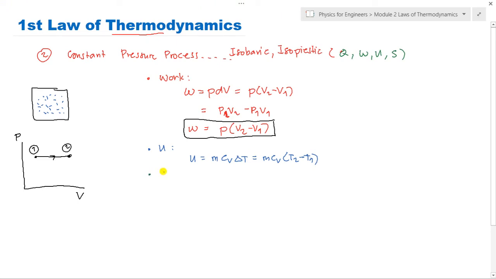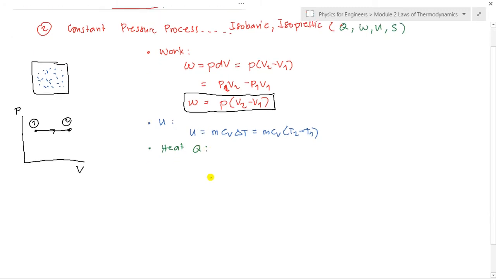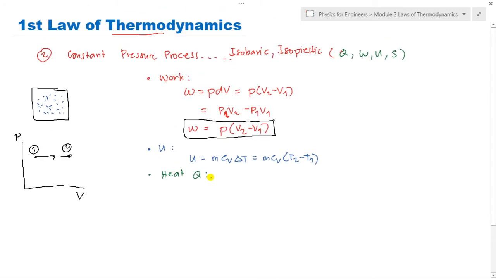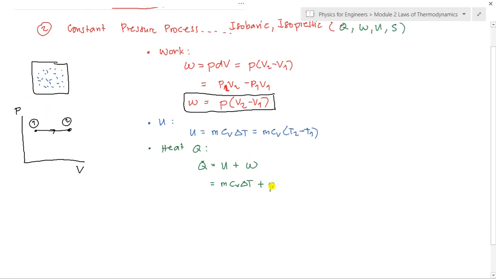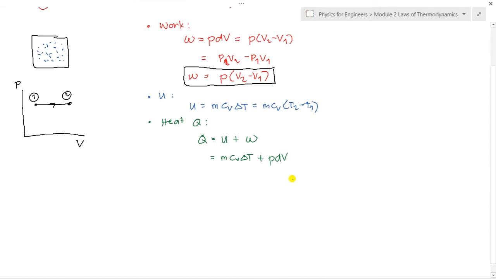Next, we have Q, or the heat. The derivation of Q uses the basic formula for the first law of thermodynamics. Q equals the internal energy plus the work. The internal energy is just mCv delta T, plus the work, which is P dV. That would be the expression for our Q. However, we can still reduce this one.